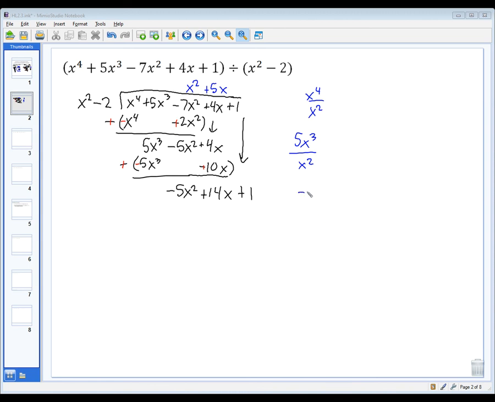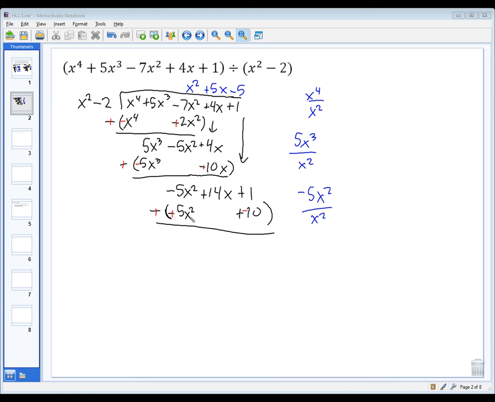Repeat the process. Negative 5x squared, first term on the inside, divided by the first term on the outside, x squared. That gives you an answer of negative 5. Take negative 5 and multiply it to the divisor. You get negative 5x squared plus 10. Again, make sure you line it up. And subtract. If you need to change the signs, please do so.